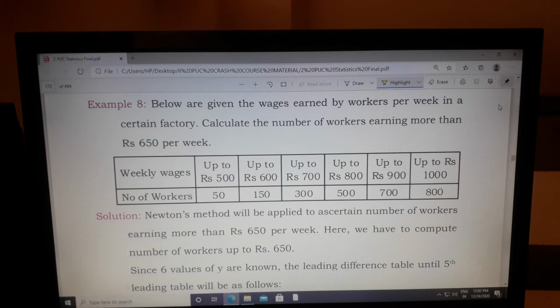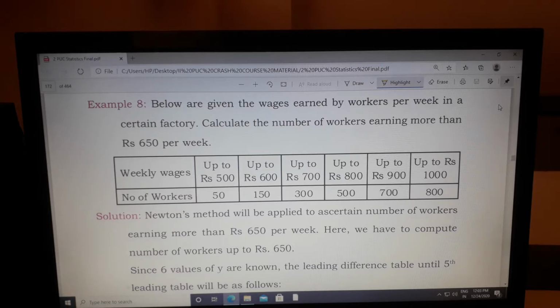Now see, below are given the wages earned by workers per week in a certain factory. Calculate the number of workers earning more than rupees 650 per week. So this is the question asked. Now look at the table.